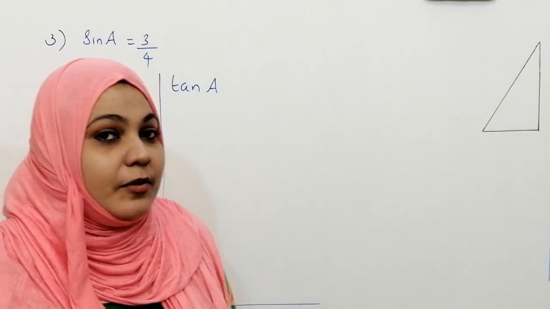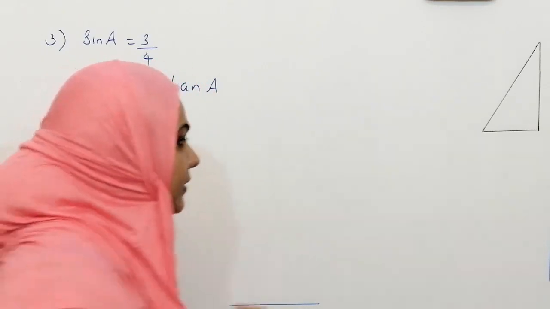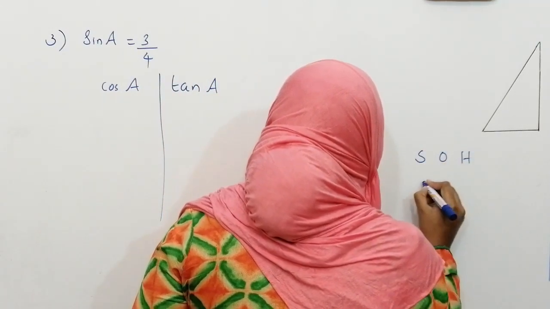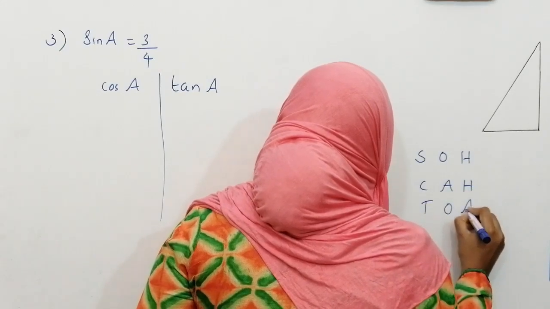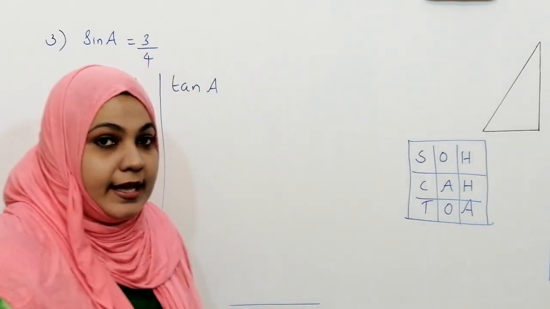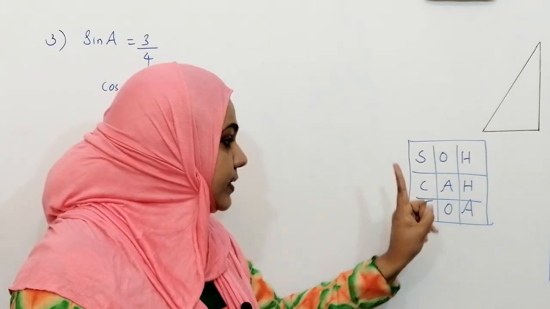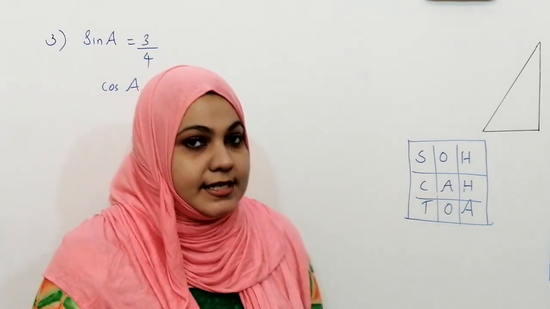So here I am writing our trick. Which trick can we use here? We can use SOHCAHTOA. You know that sin means ratio of opposite to hypotenuse. Cos means adjacent to hypotenuse. Tan means opposite to adjacent.